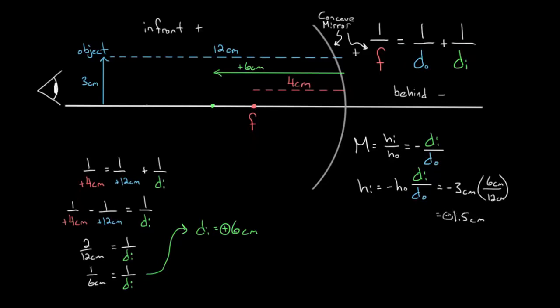The negative sign means that this image got inverted. So it got flipped over. It's going to be upside down compared to what it was before. And the 1.5 is how tall it's going to be. So what we end up with is an image 6 centimeters from the mirror, and it's going to have a height half as tall, so 1.5 centimeters, and it's going to be upside down because of this negative sign. So it's going to be 1.5 centimeters tall and upside down. That's what you're going to see if you look into this mirror.